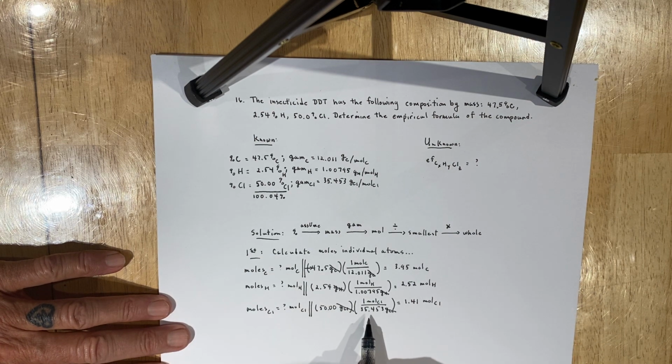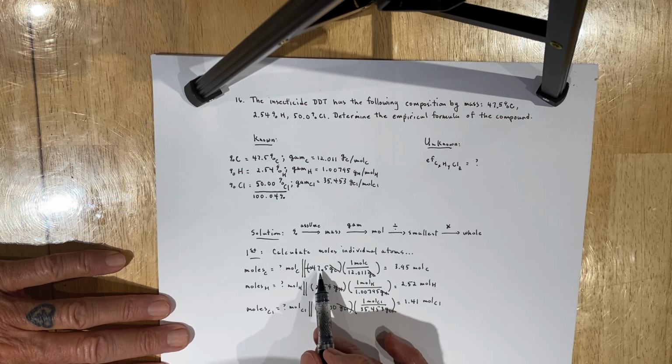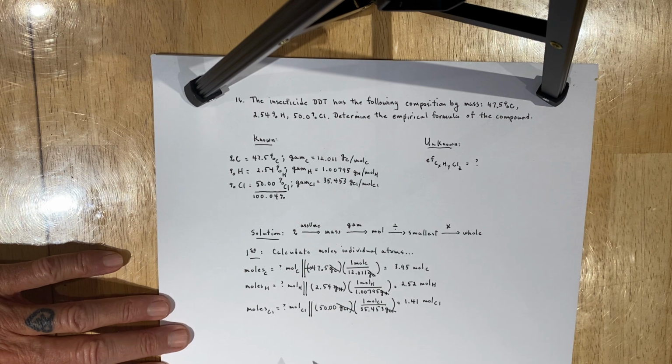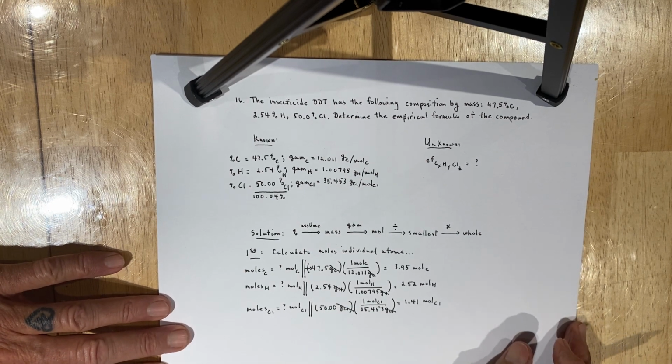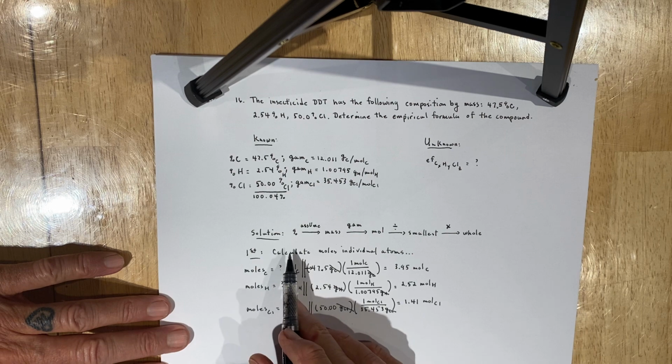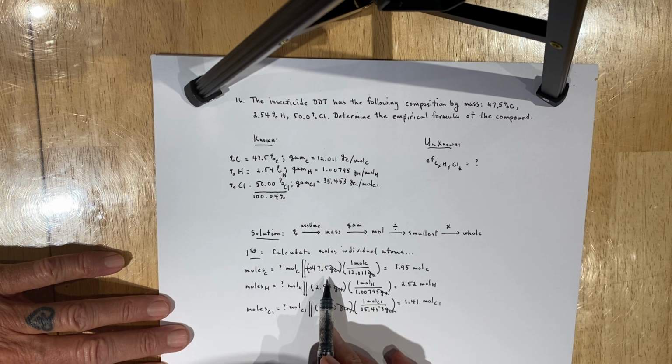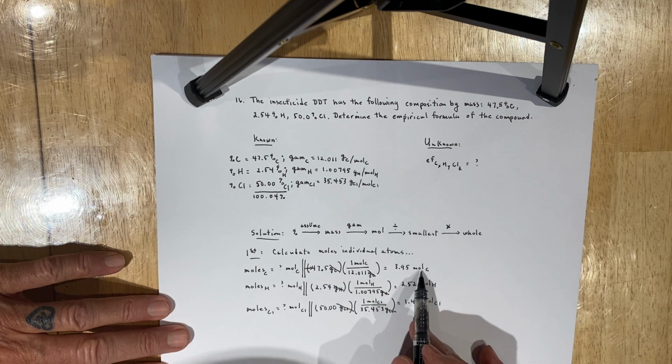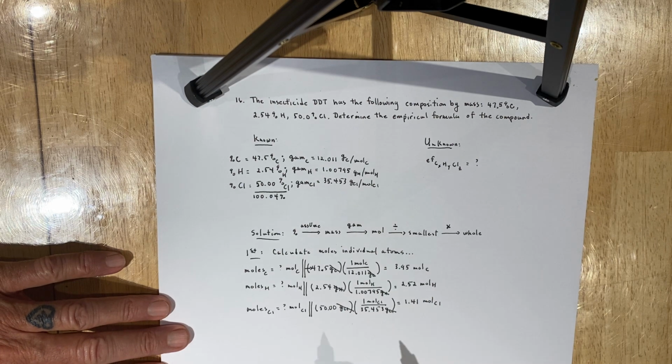It's clear that you have more than a mole of chlorine because the mass that you have available is twice the mass, not twice the mass, but greater than the gram atomic mass. The same can be said for hydrogen, and the same can be said for carbon. So that being said, we've assumed that percent is mass. We converted mass to moles using the gram atomic mass.